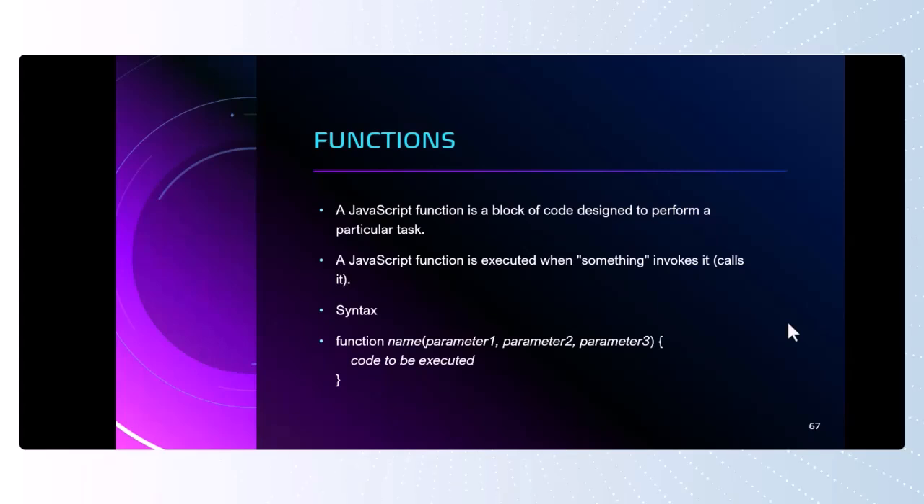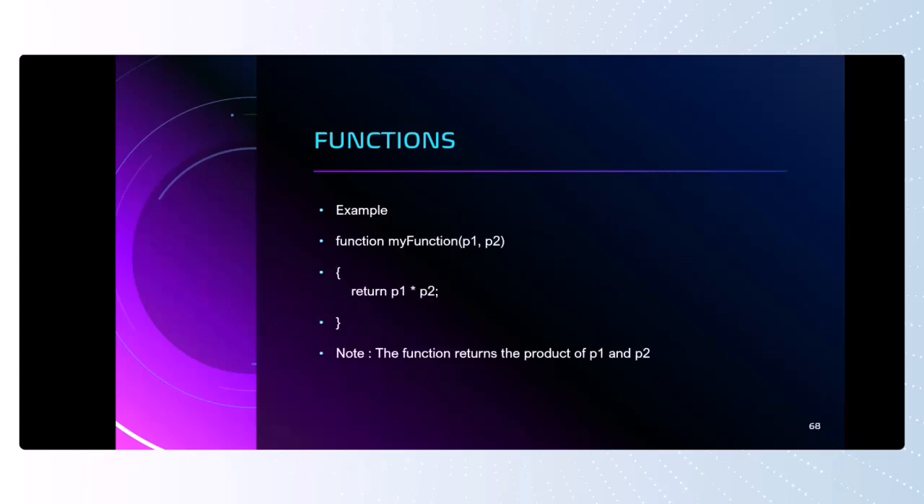Functions. A JavaScript function is a block of code designed to perform a particular task. A JavaScript function is executed when something invokes it, calls it, and an example of the syntax is the function keyword and then the name, and then you have the parameters, and then inside the curly braces, you have the code. So this is an example function, myFunction. You have p1 and p2, and inside the curly braces, it's going to return p1 times p2.